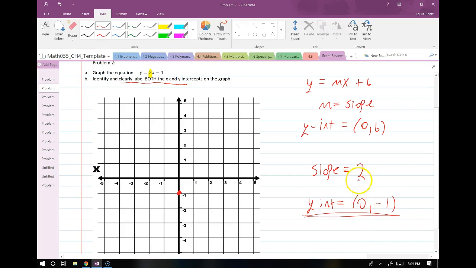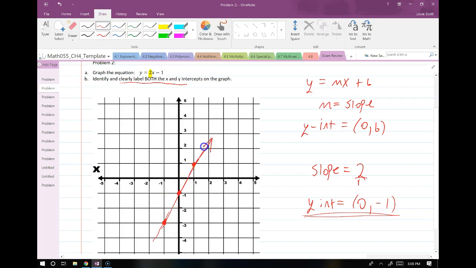And then I count a 2 slope. Remember, a 2 slope is really 2 over 1, just like any integer, so we go up 2 and over 1. 2 over 1. Or I could go down 2 and over 1. Okay, I'm going to go ahead and draw my line.